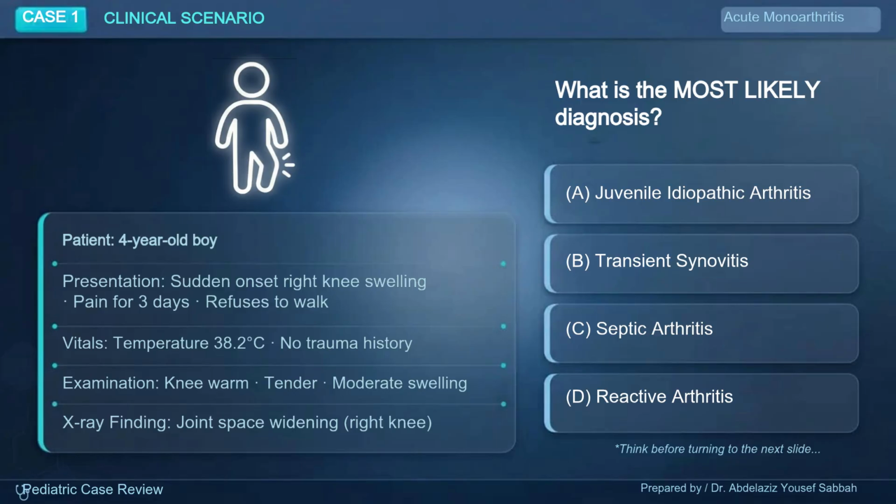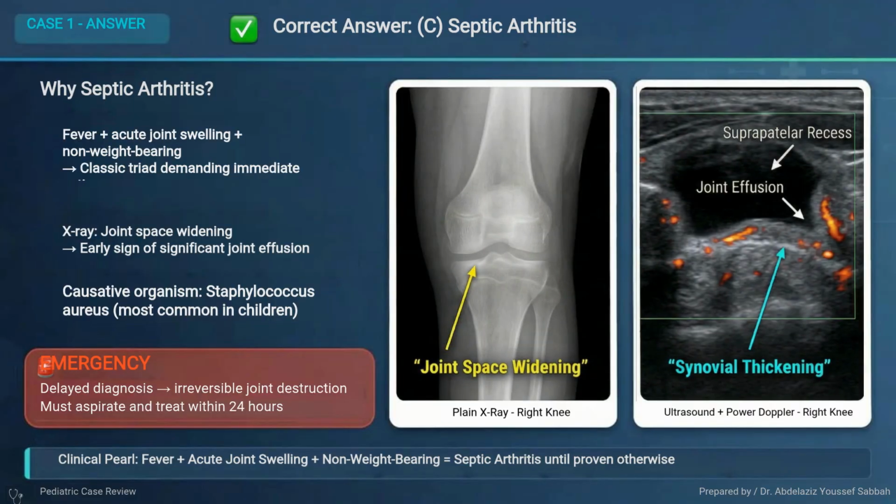Option A, juvenile idiopathic arthritis. Option B, transient synovitis. Option C, septic arthritis. Option D, reactive arthritis. The correct answer is option C, septic arthritis. The classic triad of fever, acute joint swelling, and non-weight-bearing demands immediate action. X-ray showing joint space widening is an early sign of significant joint effusion.